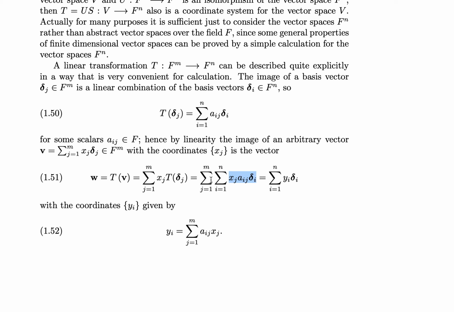With this double sum, you can also write it as a sum over simply the n vectors by reordering these indices, since we're considering finite sums. And therefore, this x_j a_ij will make a new set of elements y_i, and you can use those as the coefficients for delta_i. We'll note that the coordinates y_i are given as the sum from 1 to m of a_ij x_j. That is, for instance, y_1 is equal to the sum from 1 to m of a_1j x_j, where j is running from 1 to m.